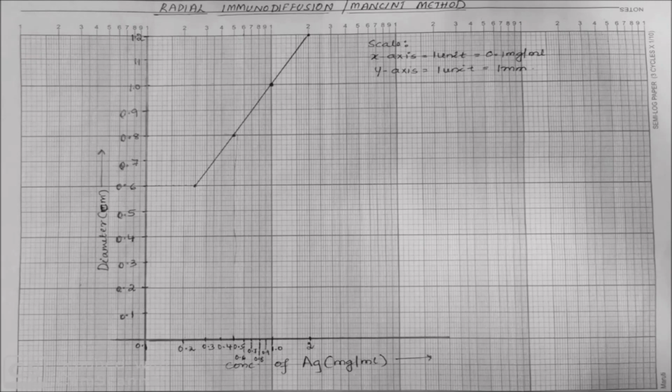Here a semi-log graph is used because the concentration of antigen increases exponentially. You can see in the graph the concentration of antigen in milligram per ml is plotted on the x-axis and diameter in centimeter is plotted on the y-axis. Say the constant diameter of the unknown antigen used is 0.6 centimeter. The concentration of antigen opposite to it will be 0.3 milligram per ml. This is how, using a standard semi-log graph, the concentration of antigen can be determined.